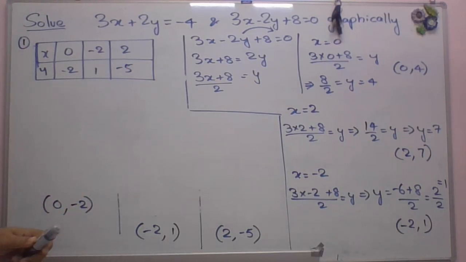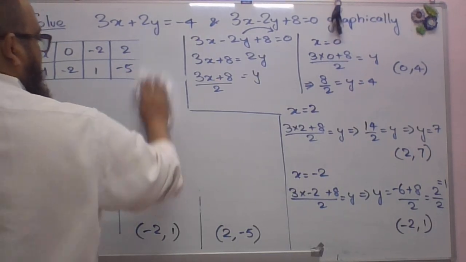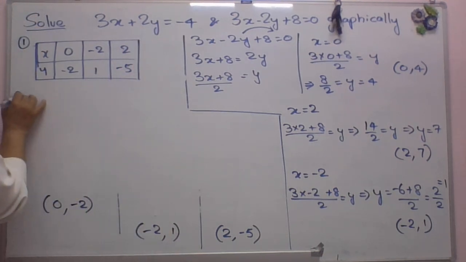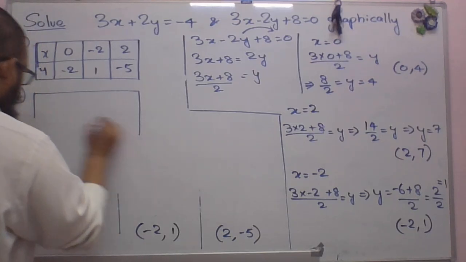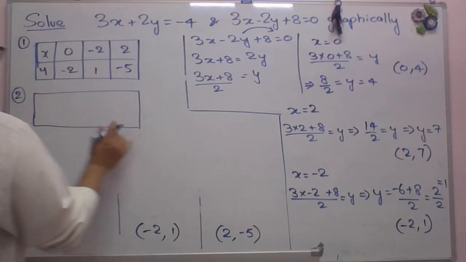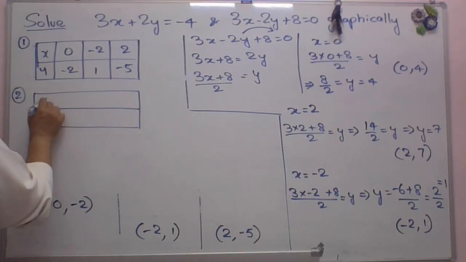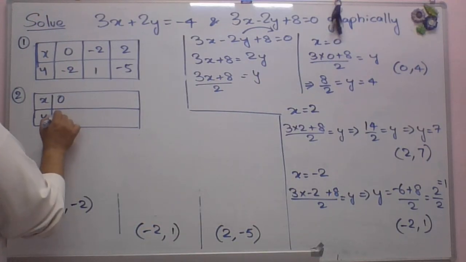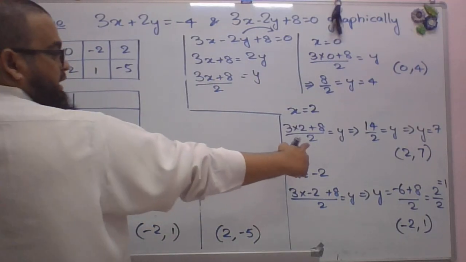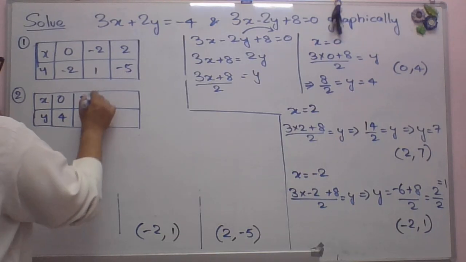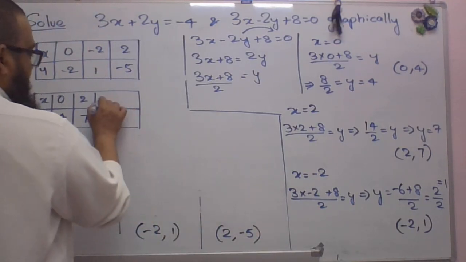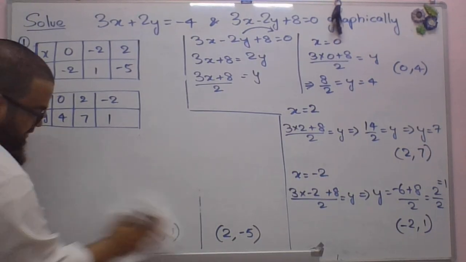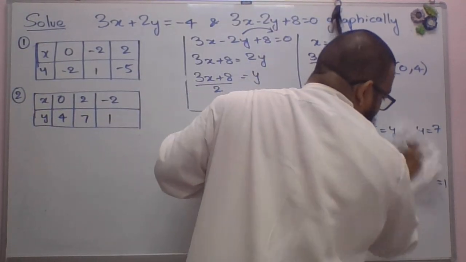Understood, my dear students? So let me write it for the second equation also. I don't have place, otherwise I would have written it neatly one below the other. So for the second equation, what is the solution? When x is equal to 0, y is 4, and x is equal to 2, y is 7, and the third one is x is minus 2 and y is 1. Okay, so now let me rub the remaining part of the board and let me draw a graph.